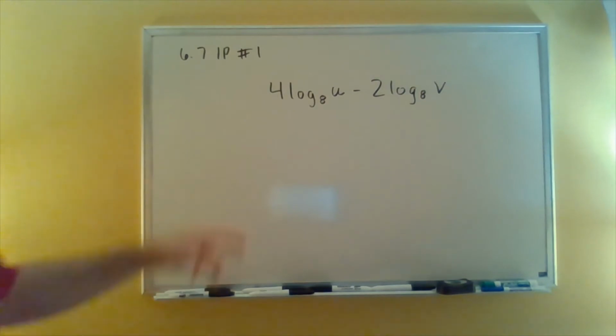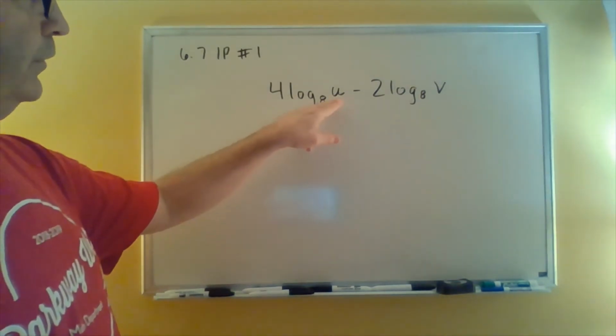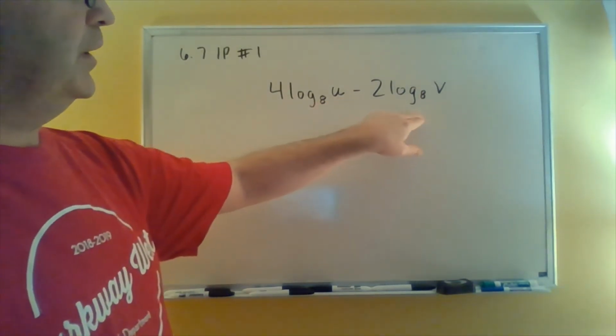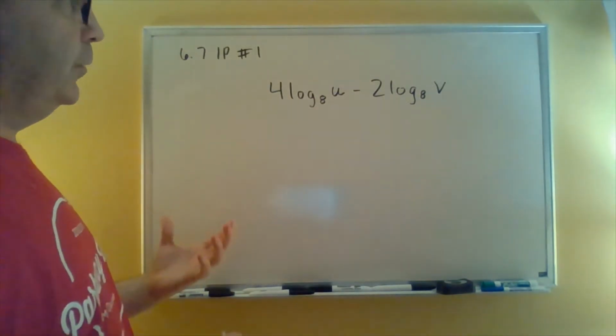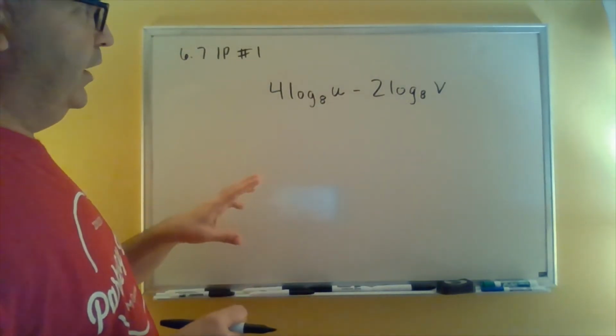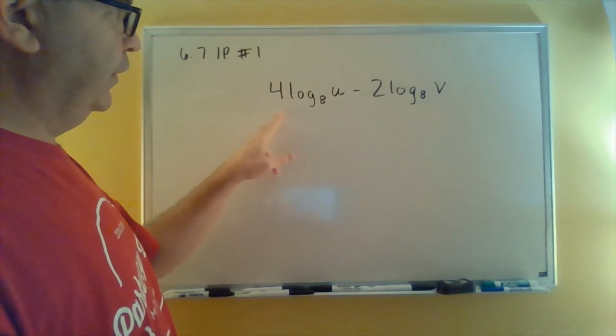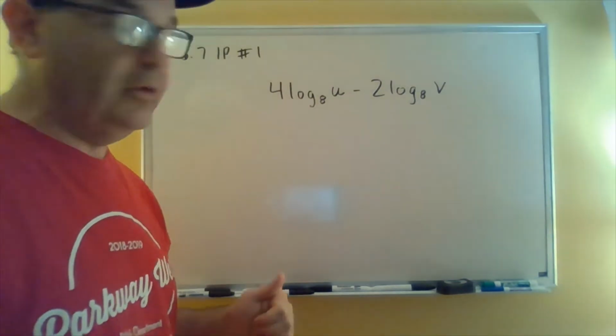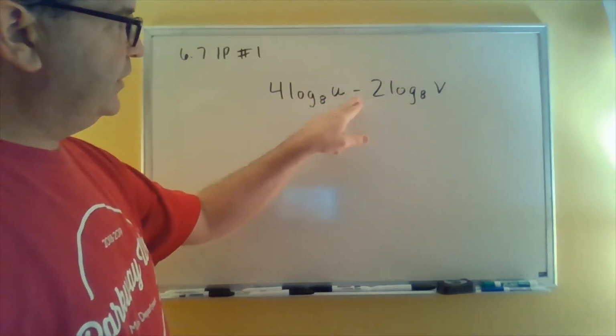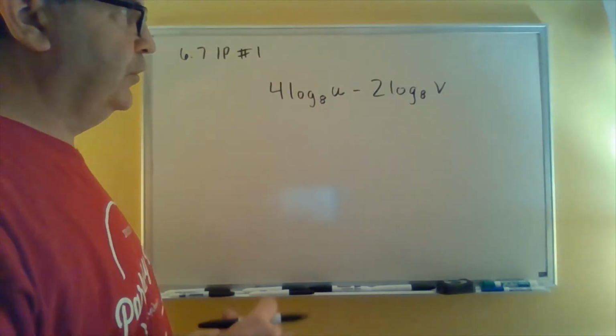Here's number 1. It's 4 times the logarithm base 8 of u minus 2 log base 8 of v. A couple things jump out at me right away. I have these coefficients in front of the logs. That means I'm going to be using the power property. And I also have this subtraction sign in between them, which means I'm going to be using the quotient property.